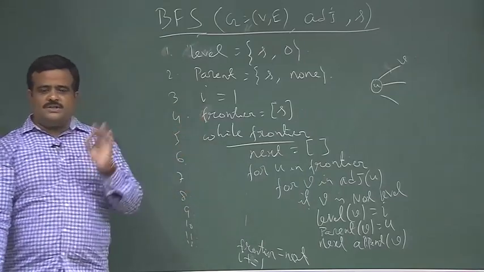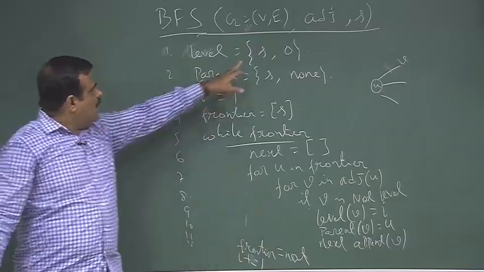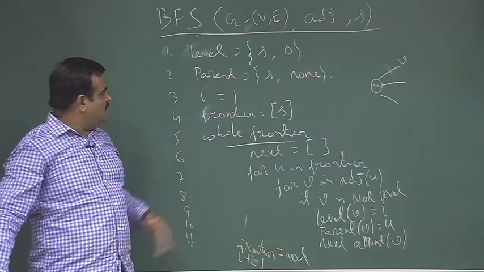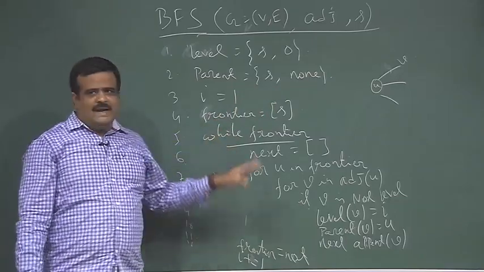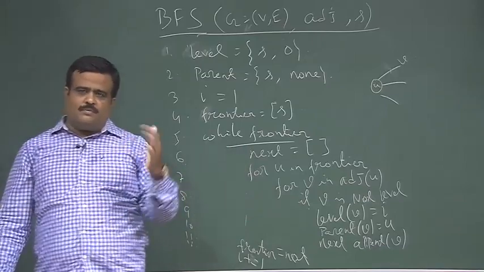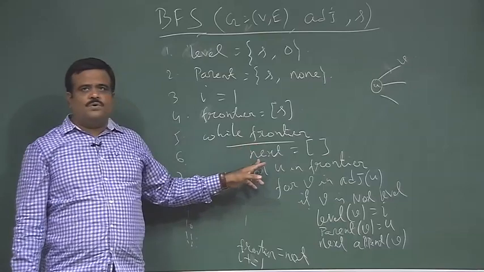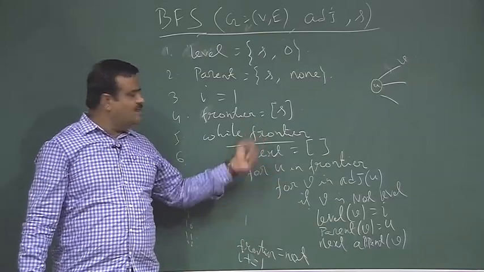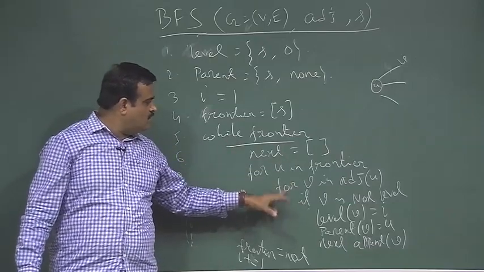What we are doing is starting with the vertex s and labeling it as 0, and the parent of s is null because that is the starting vertex. Then we put s in the frontier, and while the frontier is not empty, we do the following. For each level we have a set next, and we take an element from the frontier because it is not empty, that is why we go into this loop.